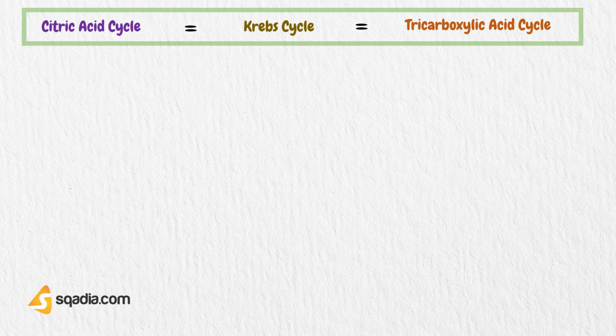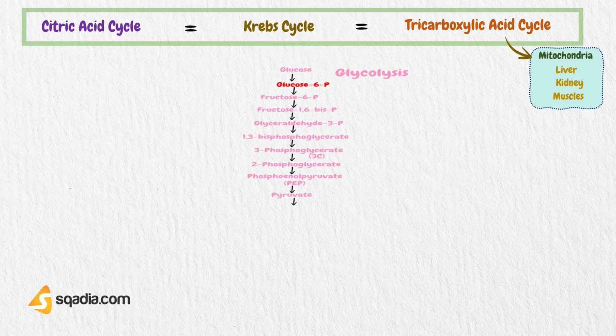The most important question you need to know before the discussion of Krebs cycle is, where does this cycle occur? This cycle occurs in mitochondria. Every cell which possesses mitochondria undergoes TCA cycle, like liver, kidney or muscles. Let's have an overview of how Krebs cycle is linked with other pathways, starting from glycolysis.